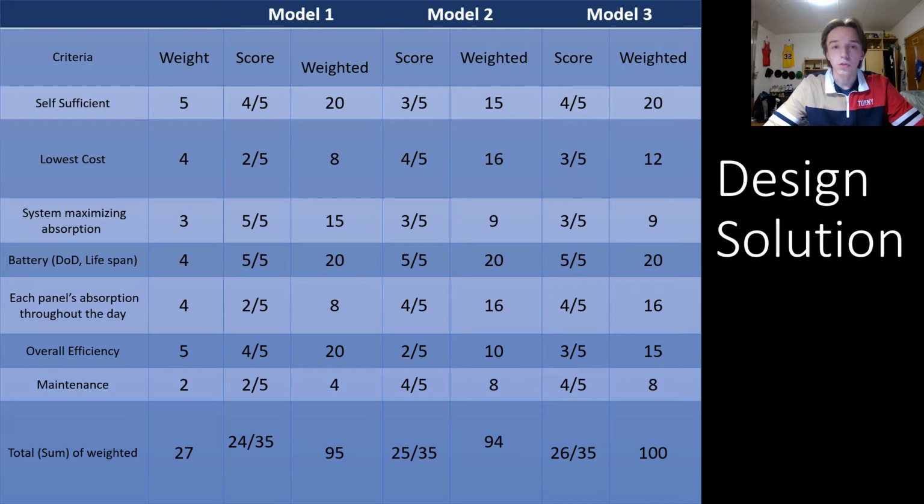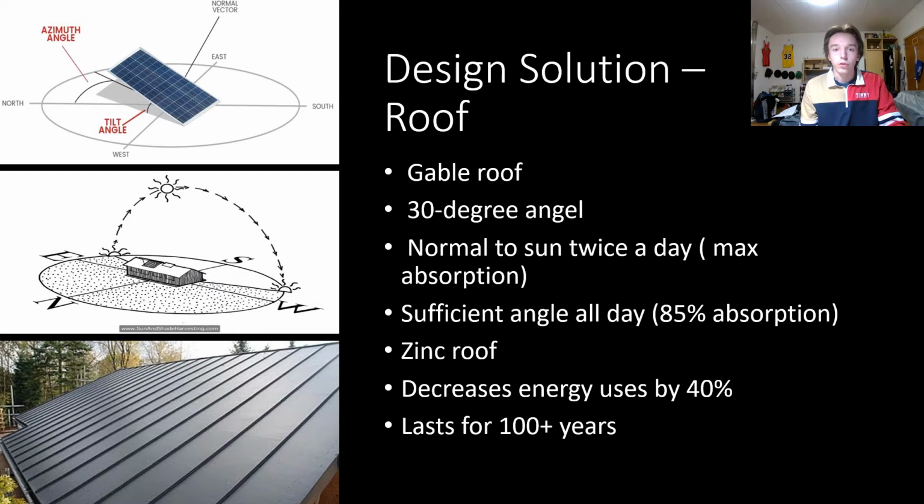The design solution. The group's final design was decided through a work evaluation matrix based off of specific criteria that was deemed the most important. The evaluation concluded that a gable roof on a 30-degree angle would be the most efficient. This allows for maximum absorption twice a day when the panels are normal to the sun, and 85% absorption the rest of the day. A zinc roof was decided because it will decrease energy usage by 40% and will last for 100 years.